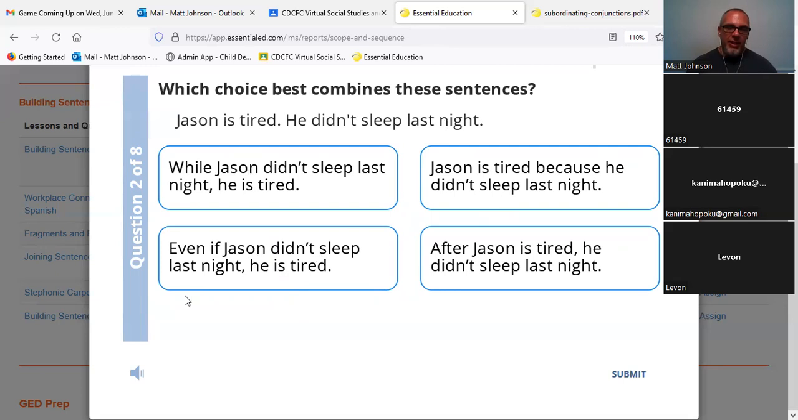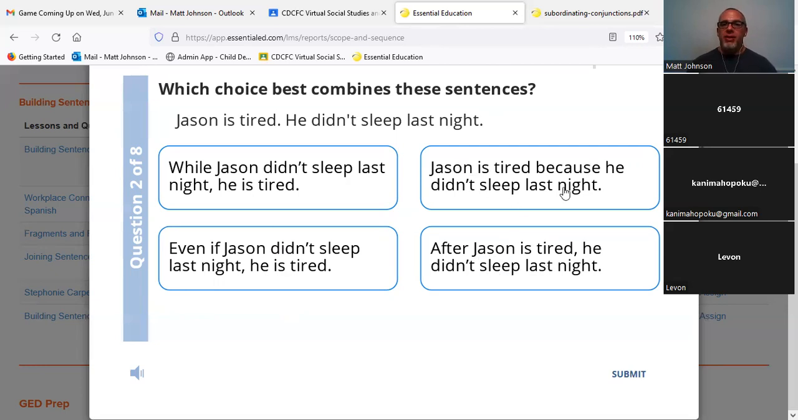Even if Jason didn't sleep last night, he is tired. That doesn't make sense, right? Well, maybe so, or because Jason didn't sleep last night, right? But even, right? Well, no, you should be tired if you didn't sleep. After Jason is tired, he didn't sleep last night. No, right? Because we're talking about the here and now, not something that happened afterward.